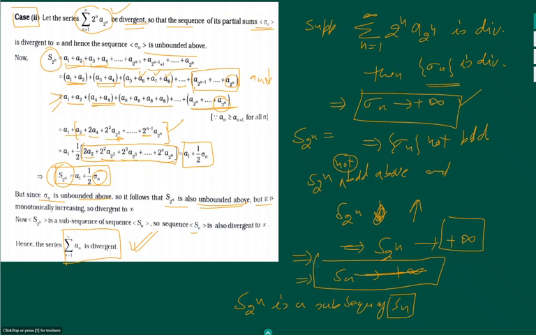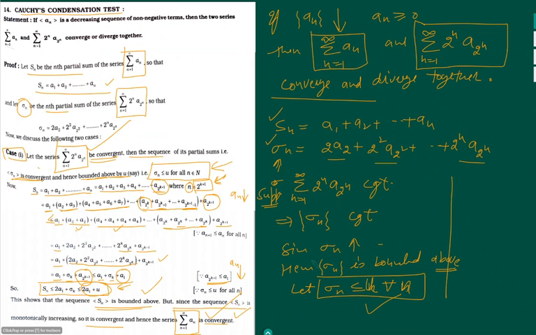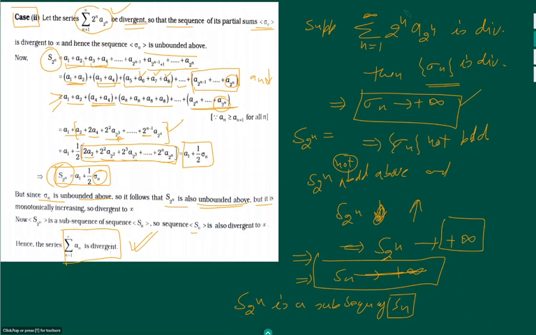So we have proved Cauchy's condensation test completely, that this series and this series converge and diverge together, provided the sequence is monotonically decreasing and it is a series of non-negative terms. So now we will do two very important exercises. One is to show that the series sum of 1 over n raised to power p, where p is positive, is convergent if and only if p is greater than 1.